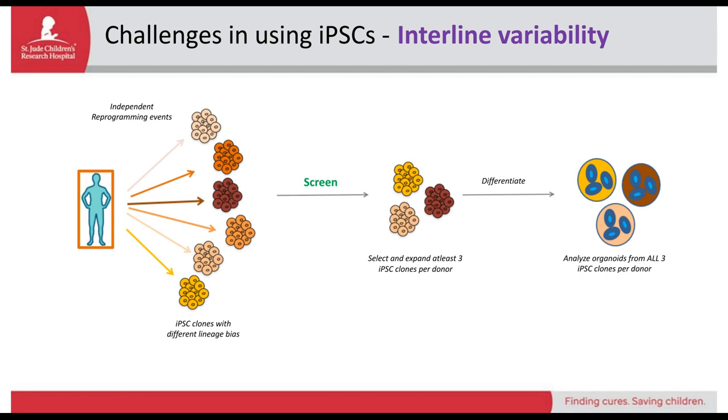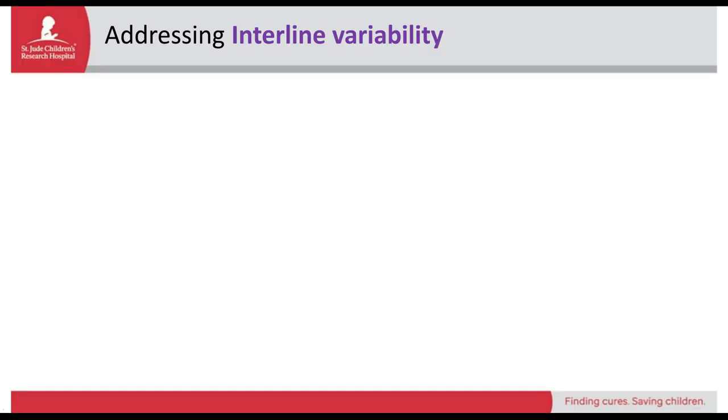So the idea here is that if you see a phenotype in organoids from all 3 iPS clones, then you can be confident that that phenotype is a consequence of the genotype of the individual and not because of some inherent bias in the line itself. So for this screening of iPS lines, there are several ways to do that. I'll talk about 2 assays here.